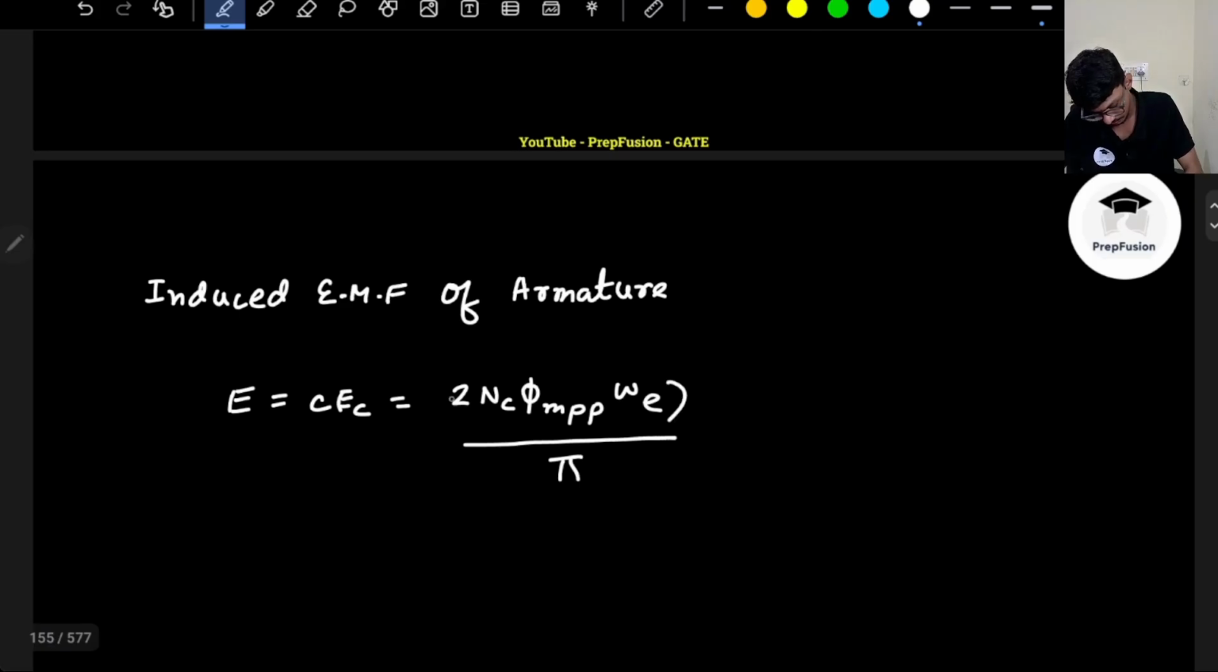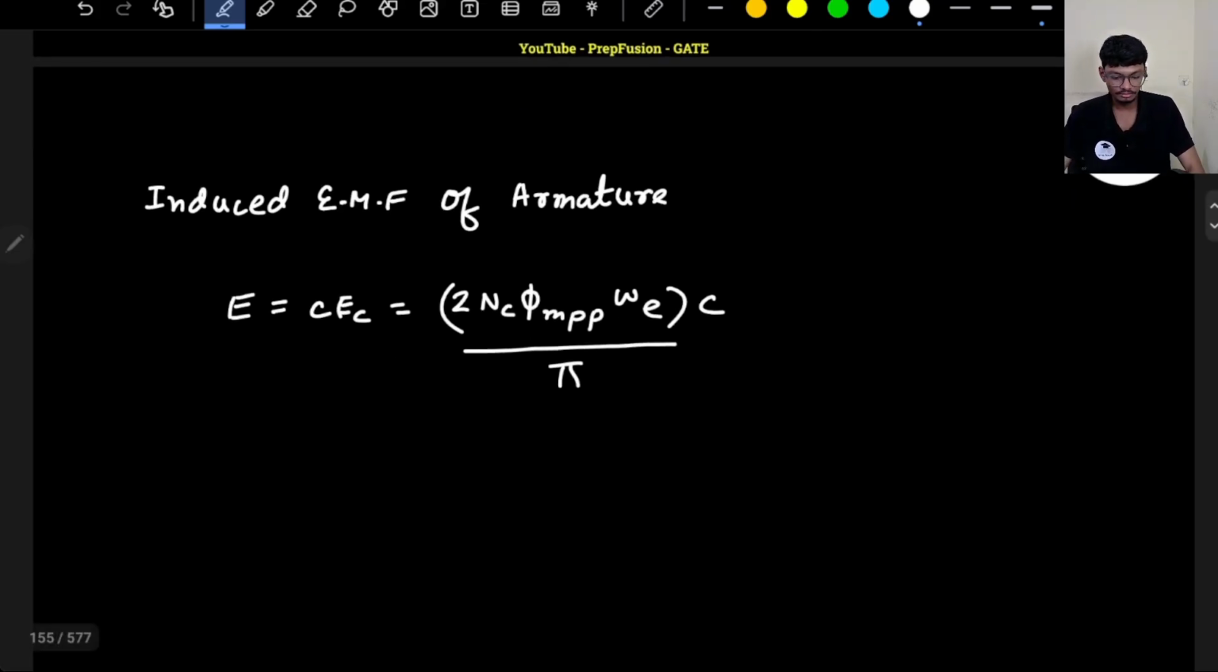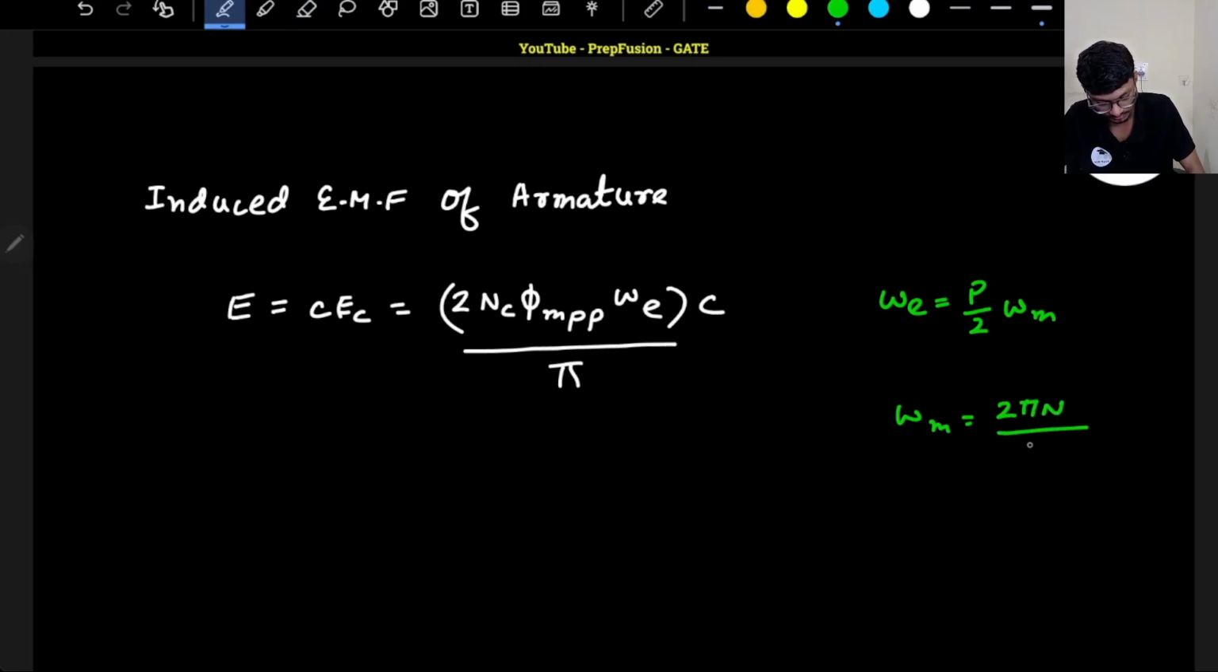Now one more thing, one more relation. We have already proved that omega electrical is equal to P by 2 times omega mechanical. Why do I want to bring omega mechanical? Because I know what my omega mechanical is. This also we have proved: it is 2 pi N by 60, where N is the revolutions per minute.